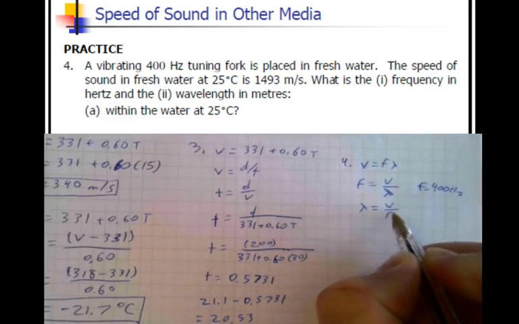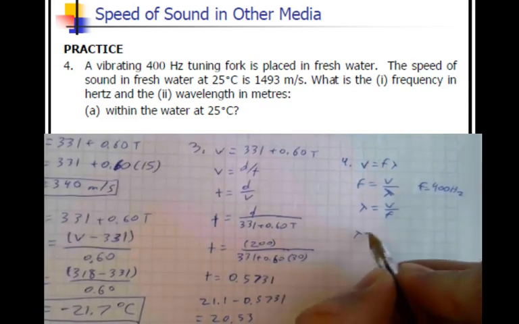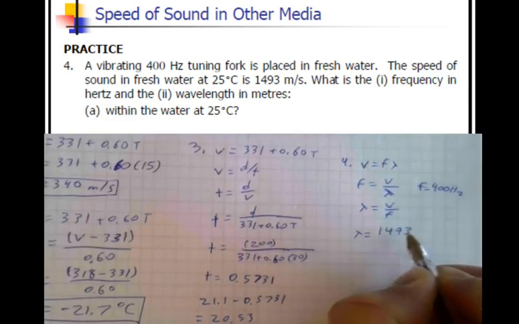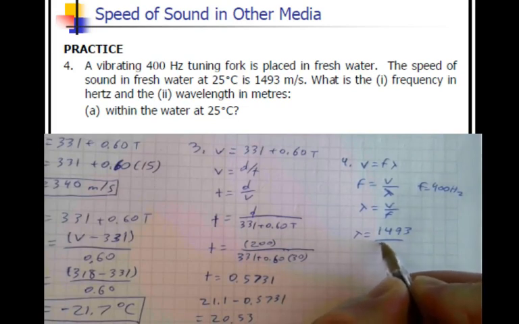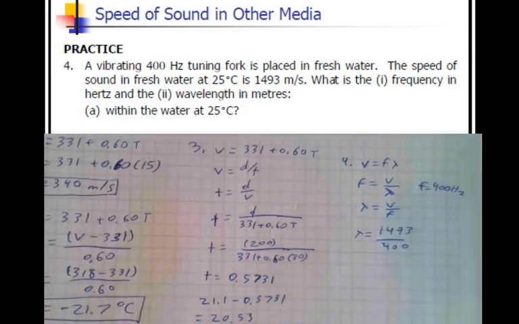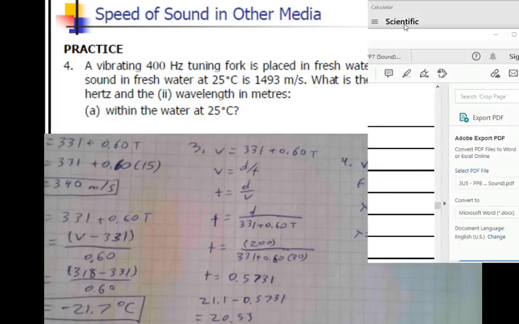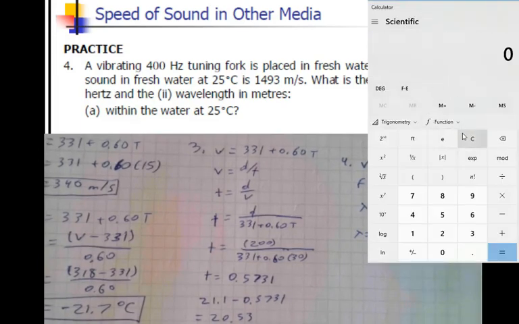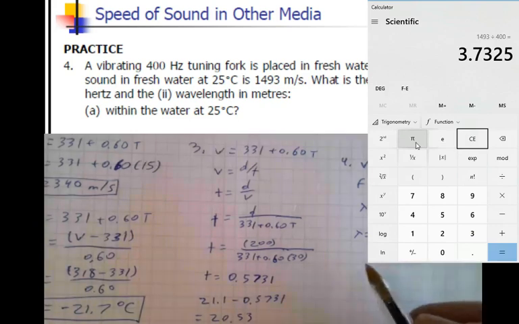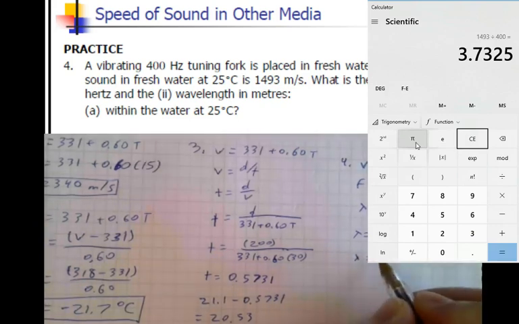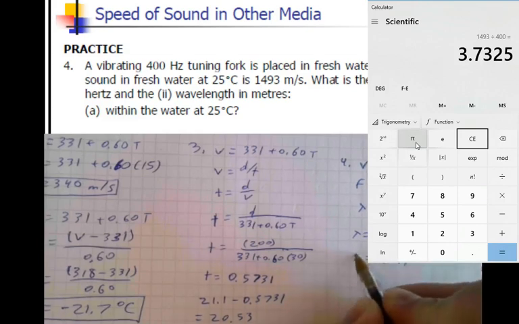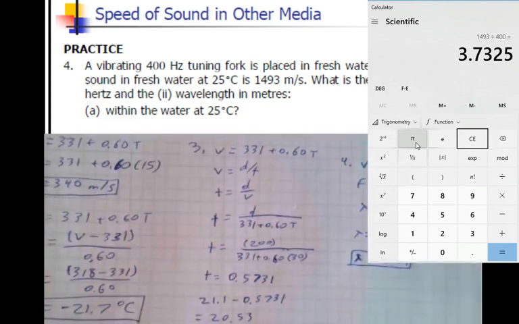So v over f, and that wavelength would be 1493 over 400. Turn on our calculator to see what that would be. 1493 over 400. We get 3.73. So I'll write 3.7 meters is our wavelength for this part A. I'll move the calculator out of the way so you can see what I circled there.